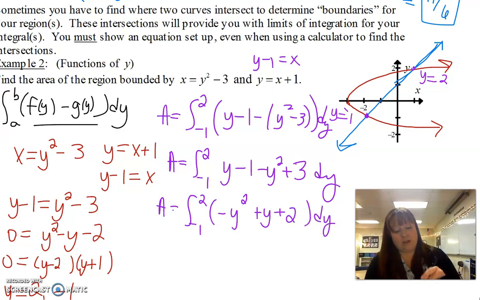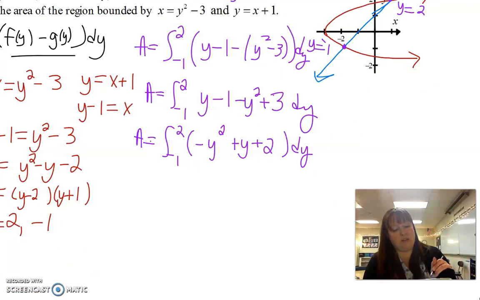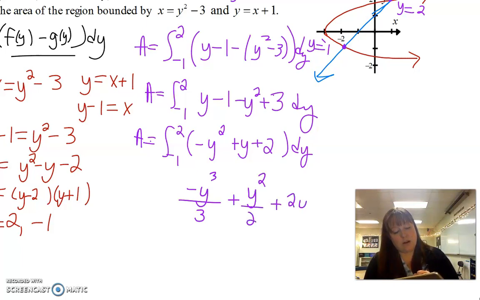Then we can integrate that with respect to y. Since y is our variable and we're doing dy, that's literally all we have to do. It's just like integrating with respect to x. So we have negative y cubed over 3 plus y squared over 2 plus 2y, evaluated from negative 1 to 2. And then we're going to evaluate that.